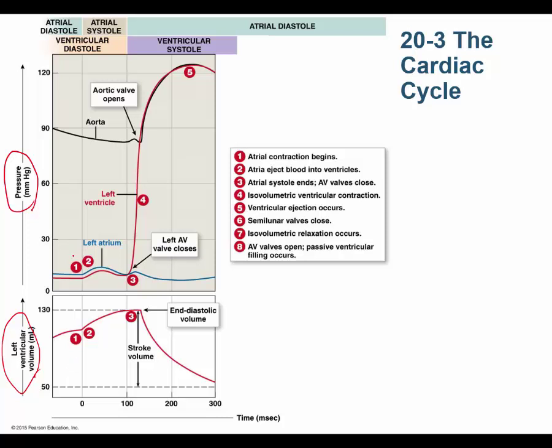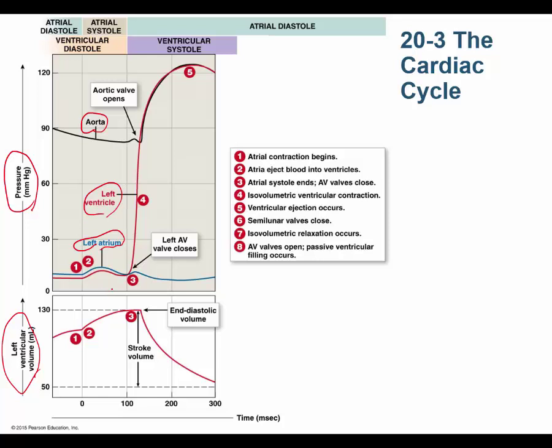All right. On the top graph, let's look at what these different colored lines are. The black line's the aorta. The blue line's the left atrium. And the red line is... What is the red line? The red line is the left ventricle.